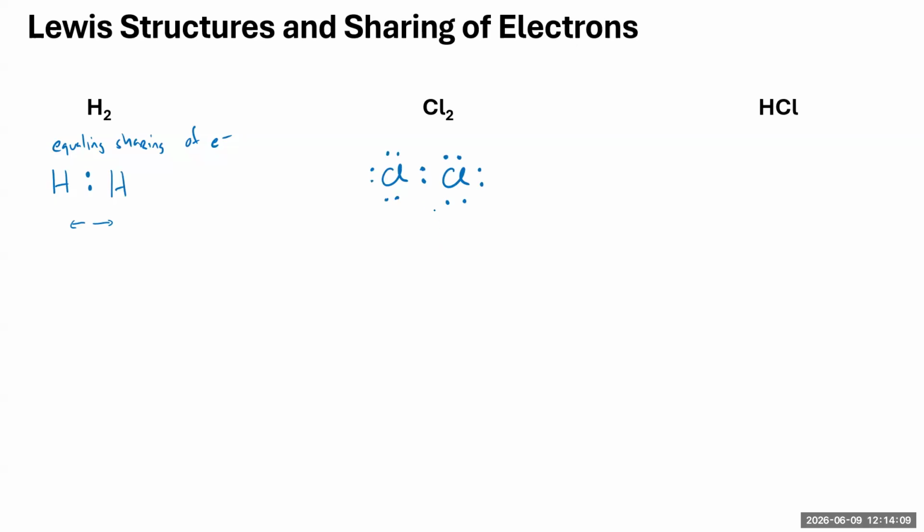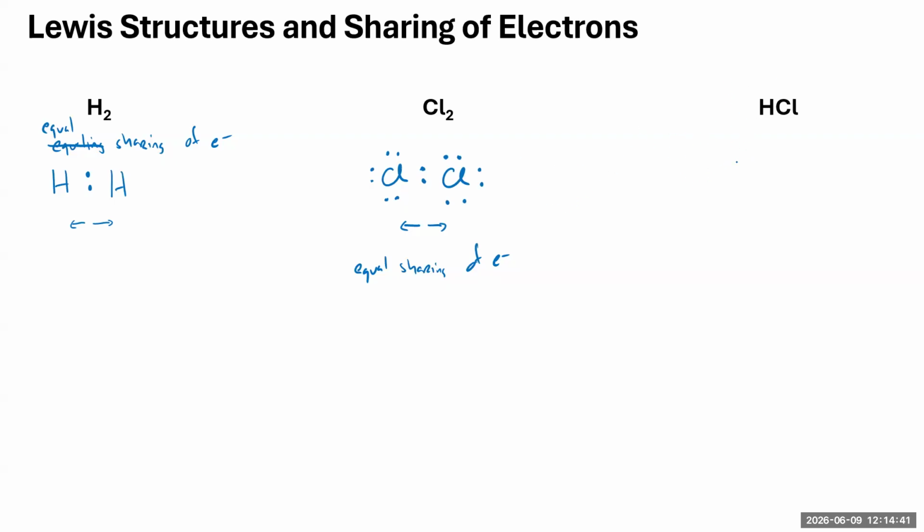Each chlorine has the same electronegativity, so each of those chlorines is going to be pulling on those center electrons. But since they're the same strength, it's again equal sharing of electrons. Equal sharing of electrons.